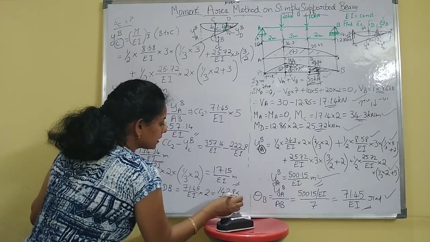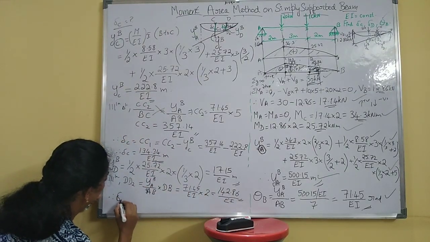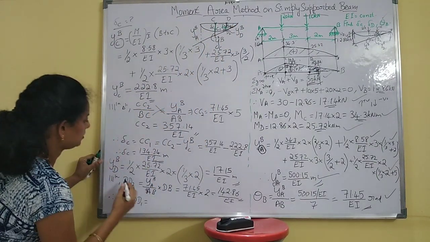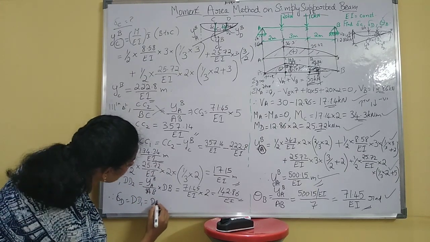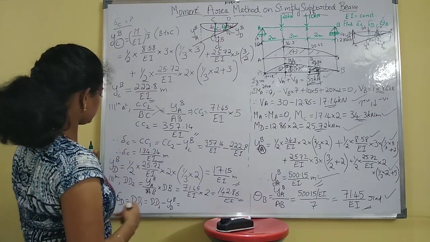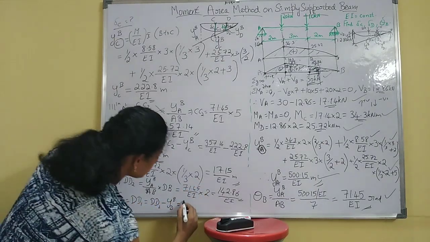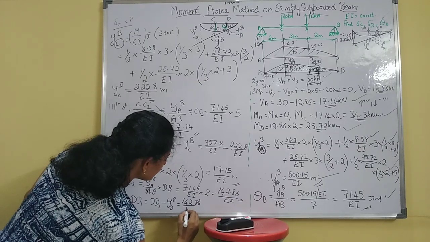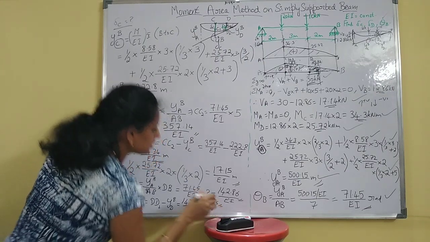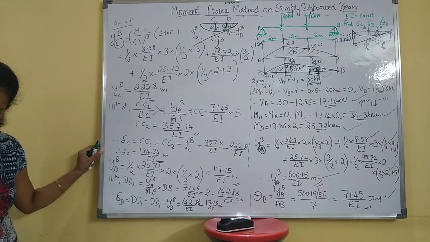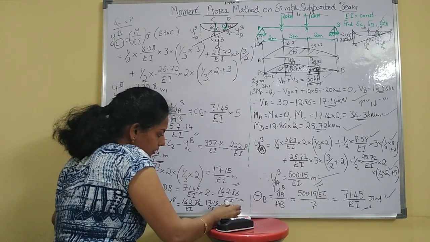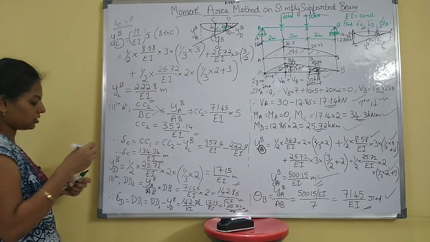Therefore delta D equal to, delta D is nothing but D1, that is you have D2 minus Y D B. So 142.86 by EI minus 17.15 by EI, which is equal to, delta D is 125.71 by EI meter. Okay, this is your final answer.